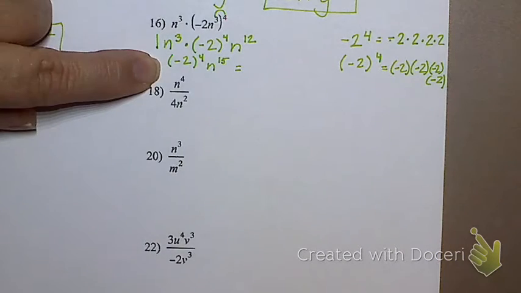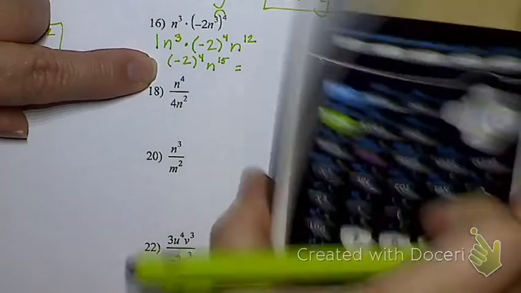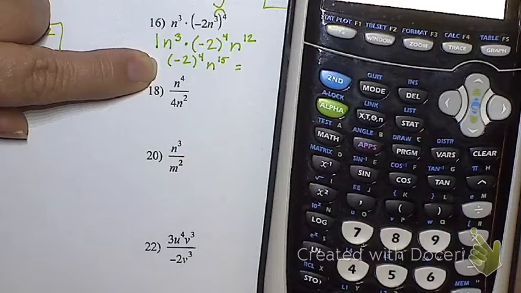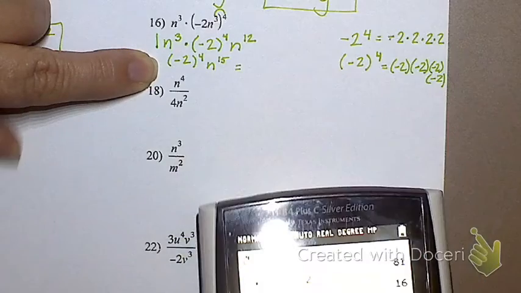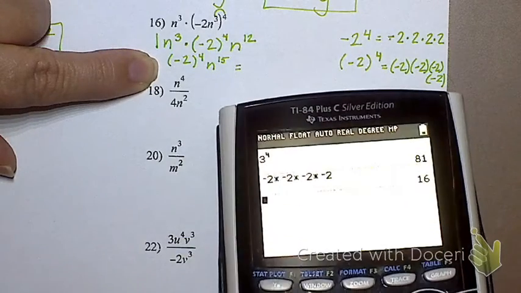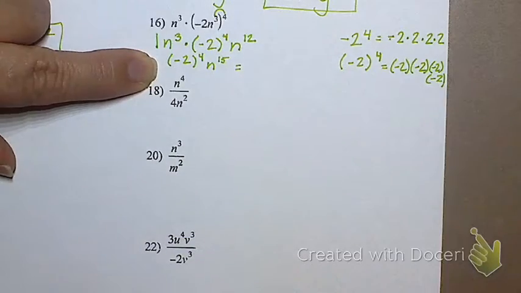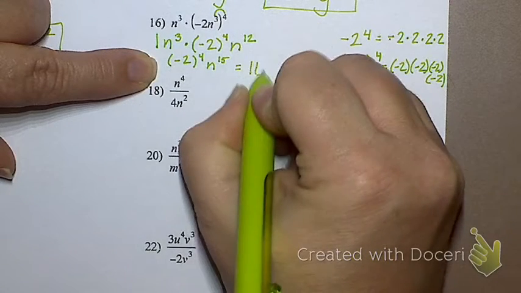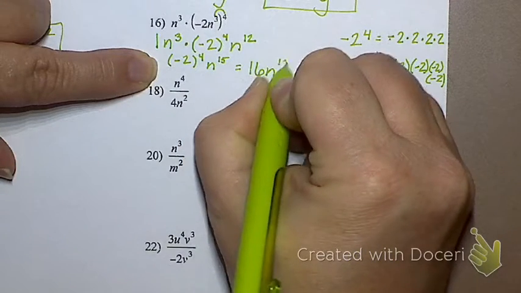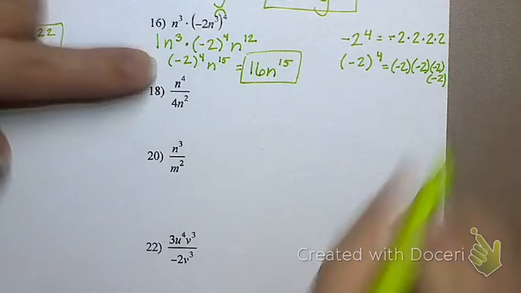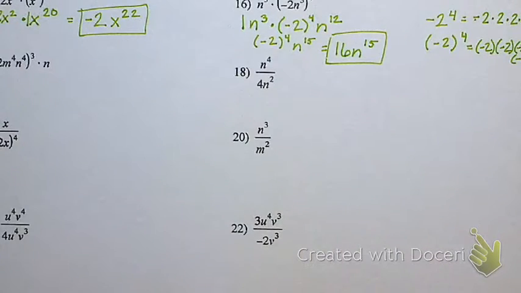What is negative 2 to the 4th? Negative 2 times negative 2 times negative 2 times negative 2 is positive 16, according to my calculator. So my final answer is going to be 16 n to the 15th. Okay? All right, you try number 17, and then I'll talk to you about these fraction ones.